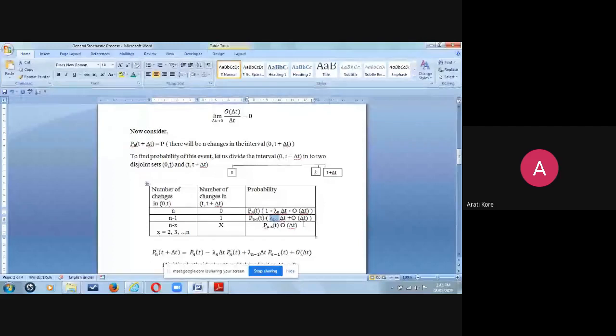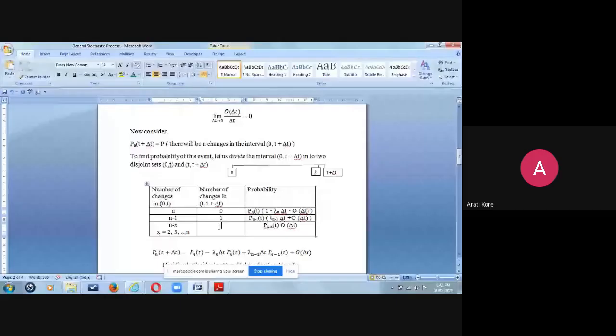So these are the two cases. Now what will be the third case? I have taken all of the remaining into one only. Why is it so? What are the chances that there are more than one changes in the interval of length delta t? The probability is very less, which is o(delta t). वो 2 changes हो या 3 changes हो या n changes हो, if it is more than 1, its probability is very less, which is o(delta t). Hence, I have put all of them together.